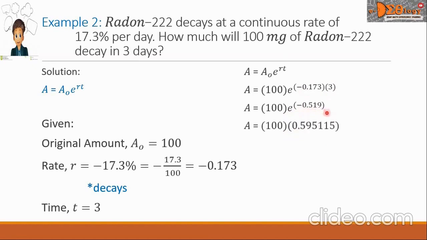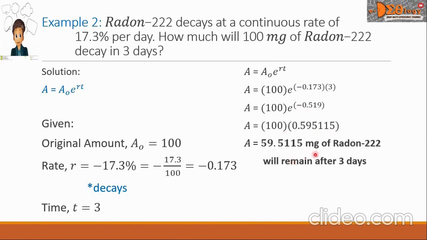Let us use our calculator to simplify this constant, e raised to negative 0.519. And we will get this 0.595115. Getting the product of this decimal and 100, we will get this 59.5115. And this is the final amount in milligram of radon-222 that will remain after 3 days. This is our final answer.